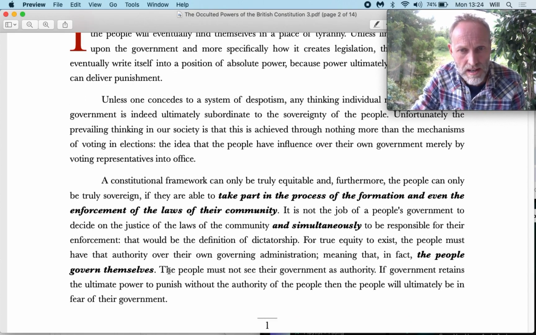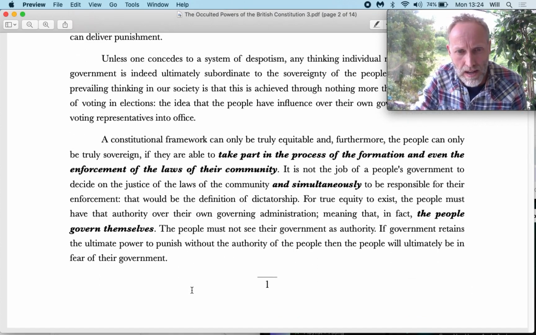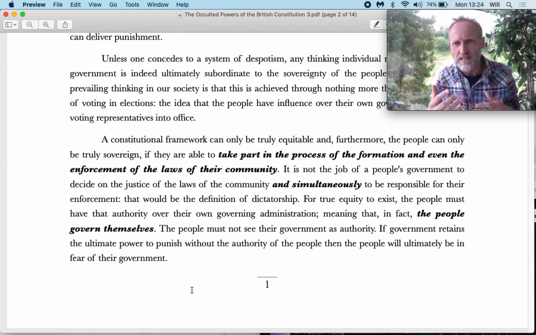So just that last little sentence there, a couple of sentences. The people must not see their government as authority. If government retains the ultimate power to punish without the authority of the people, then the people will ultimately be in fear of their government. Okay, so that's that little first bit out the way, but you can see there's a kind of logic to this.